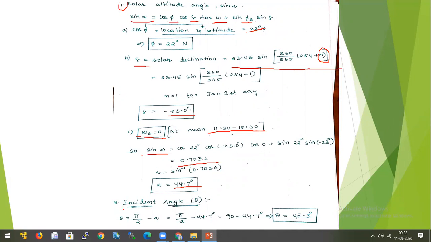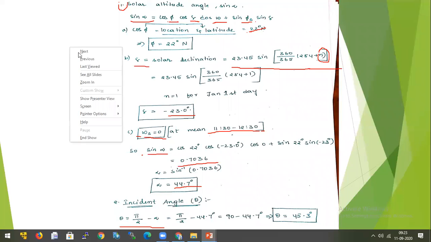First bit over. Second bit, you have to find the incident angle theta. This is simple. Theta is equal to pi by 2 minus alpha. Pi by 2 means 90 degrees, half of pi. So 90 degrees minus the alpha value we calculated above, 44.7 degrees, gives theta. The incident angle is equal to 45.3 degrees. These are the first two bits.